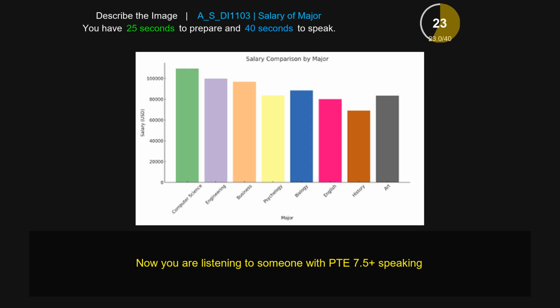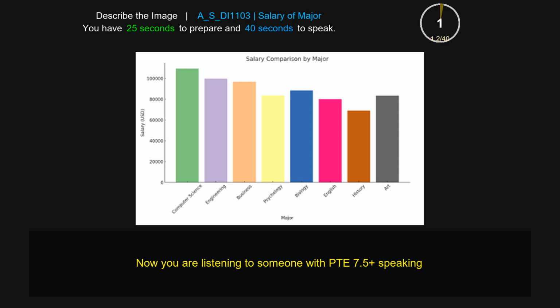However, the second highest value can be seen for engineering, which is approximately 100,000. Other items are also included, like business, psychology, biology, English, history, art, and so on. Overall, the bar graph is informative.